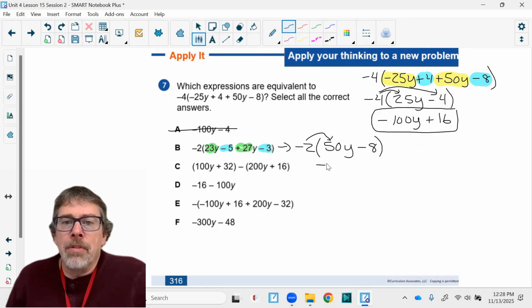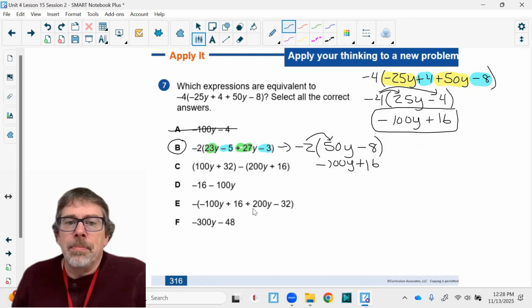Negative times a positive is negative. 2 times 50 is 100y. Negative times a negative is positive. 2 times 8 is 16. And negative 100y plus 16 is matching what this problem simplified to. So B is an answer.